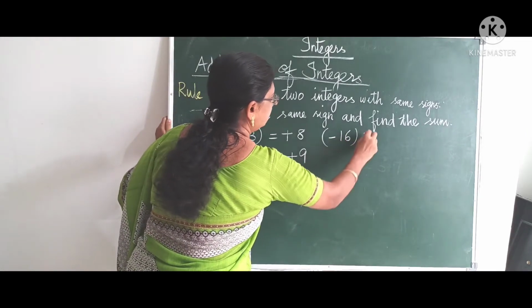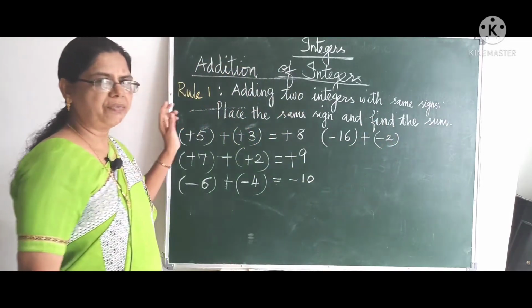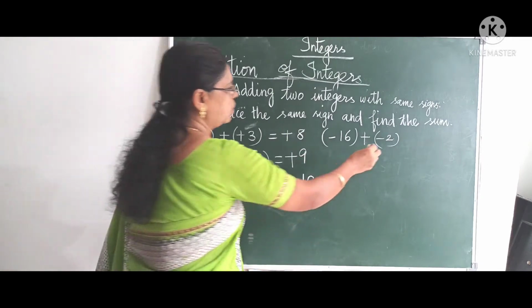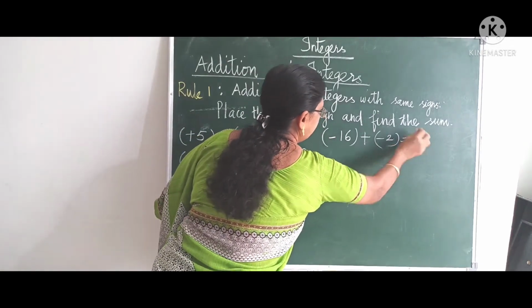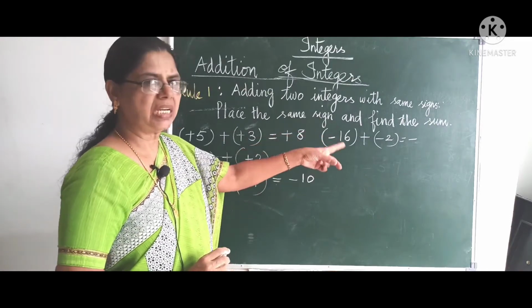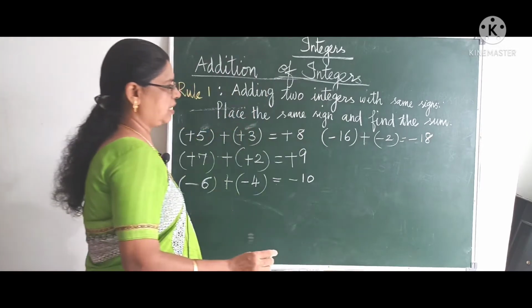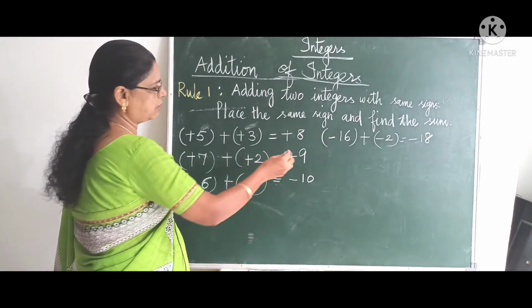Minus 16 plus minus 2. Both the integers have the same sign. So place the same sign and find out the sum of 16 and 2. 16 and 2 is 18. So the answer is minus 18. Let us solve some more sums.